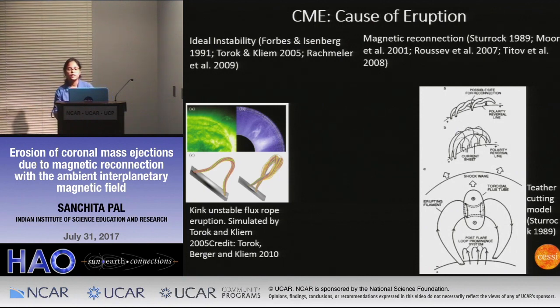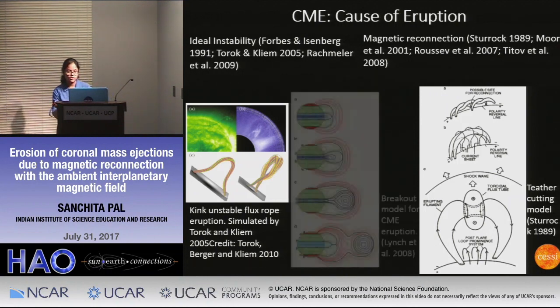The magnetic reconnection provides a huge amount of energy to the CME flux rope to get erupted. As I told already, magnetic reconnection can happen at the foot points of the overlying flux rope, and this reconnection will provide a huge amount of energy to the flux rope, and this will help the flux rope to erupt.